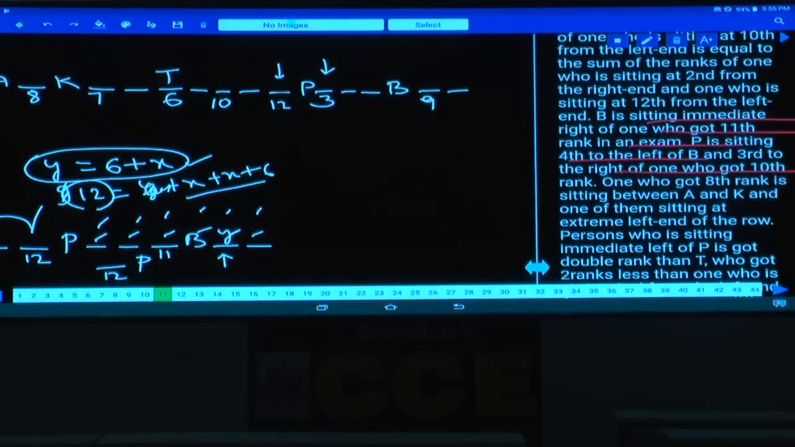Y equals to 6 plus X. Now sir, now if this is 3, that will be 6, 9. Now 6 plus X, Y equals to 6 plus X. Then what is the other information here? And at the same time L. What is the rank of L?